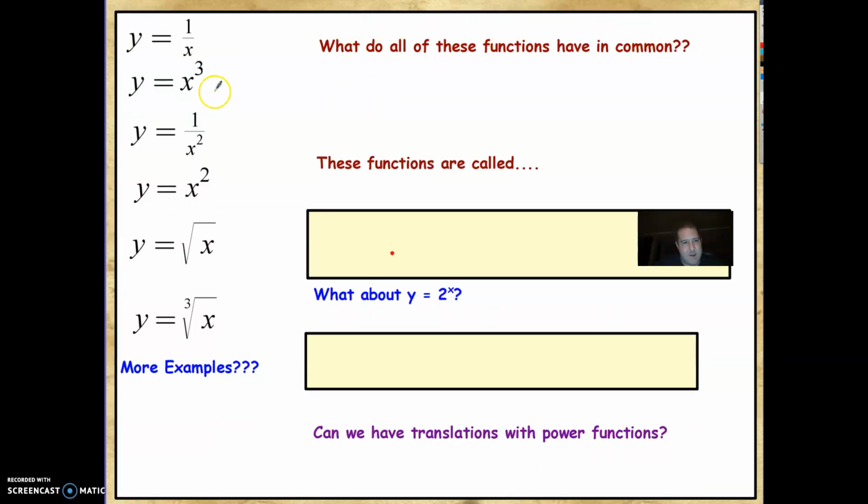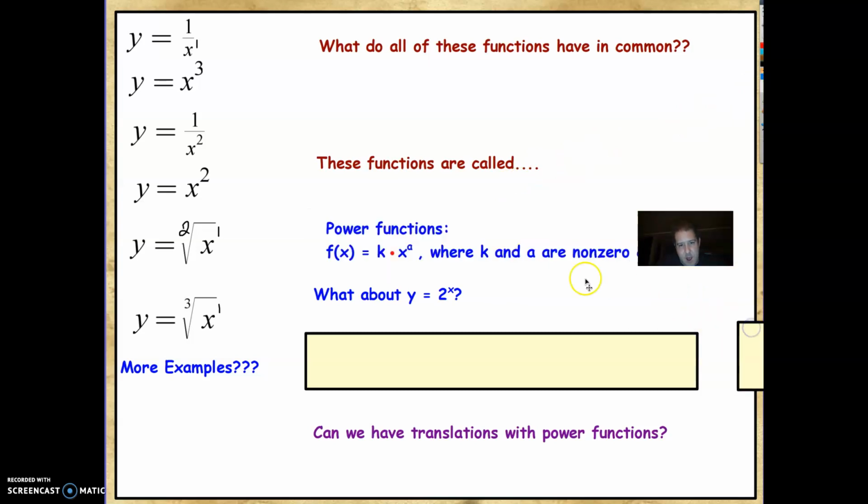What do all these functions have in common? So they all have powers. So this is 1 over x to the first, x to the third, 1 over x squared. So this is x to the 1/2 power. This is x to the 1/3 power. These functions are called power functions. We have a k, which stands for the constant, and we have a, which ends up being the exponent.